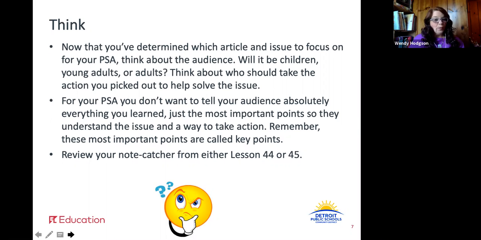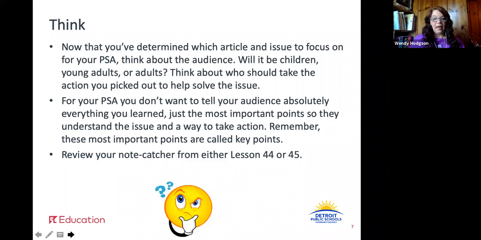So you've determined which article and issue to focus on for your PSA. Now think about the audience. Will it be children or young adults like yourself, or adults? Who do you want to influence? Think about who should take the action and pick it up to help solve the issue. So if you are in 7th grade, what audience do you hope to attract? Are you advocating to inform adults about an idea, or do you want to influence your younger brothers and sisters and community members? Or are you really going to go for that adolescent person like yourself, teenagers?